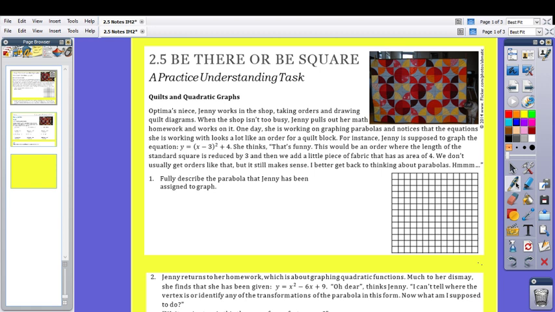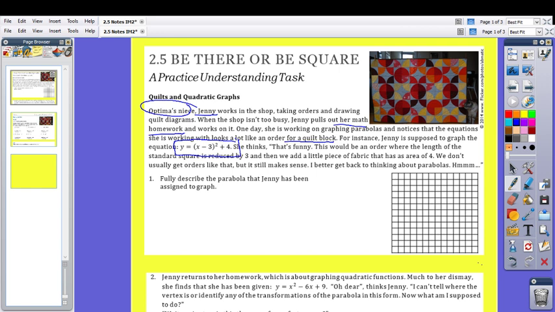So let's get started. In that, it's talking about Optima's niece, Jenny, who also works on her math homework while she's working in the shop. So she is figuring out that there is a pattern or a connection between how you make the quilt blocks and how you graph the quadratic equations.